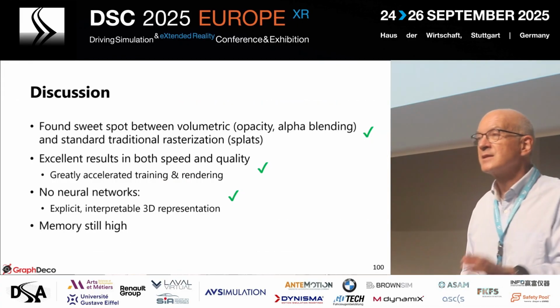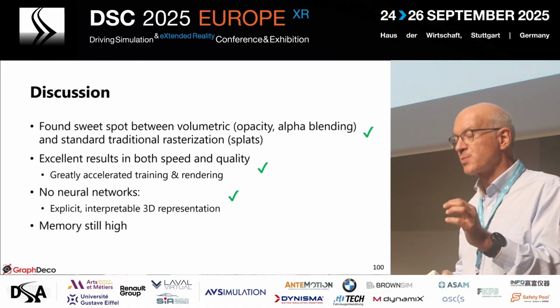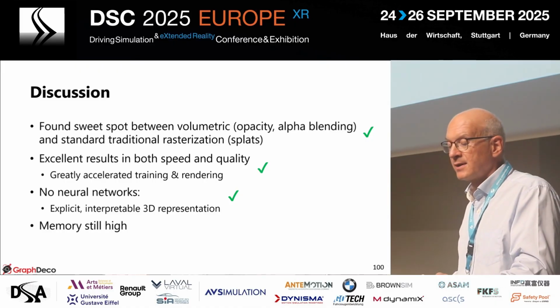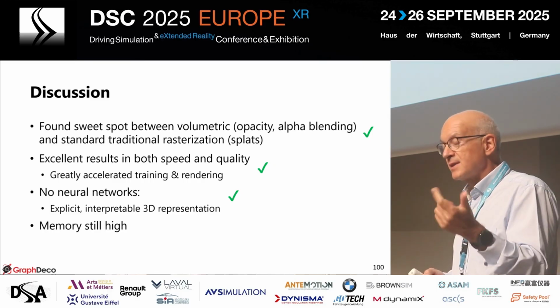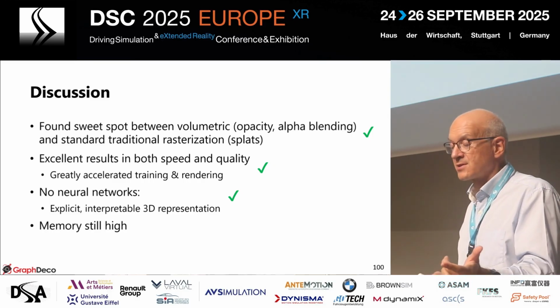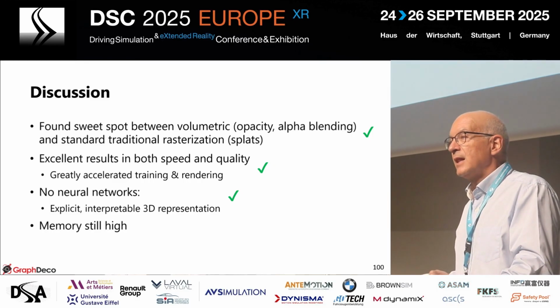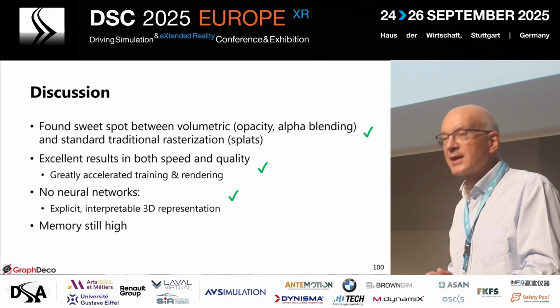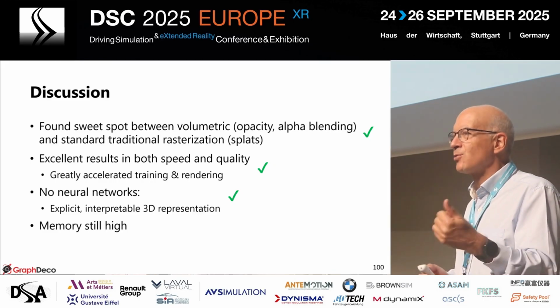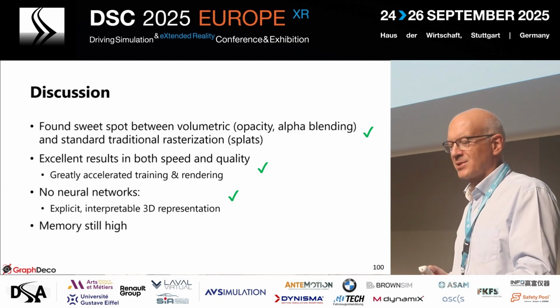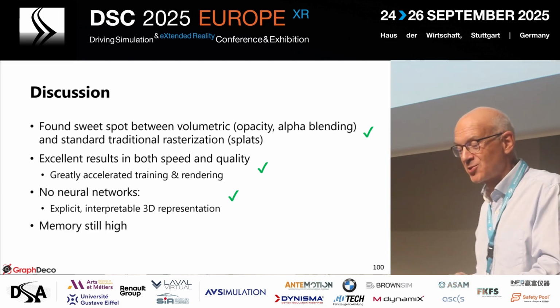So basically, this method found a very good sweet spot between volumetric rendering using opacity and the alpha blending technique, and traditional rasterization, which was splats. It's one of the rare cases in my career where I have a method that is better both in quality and speed. That almost never happens, right? But it's good when it does.